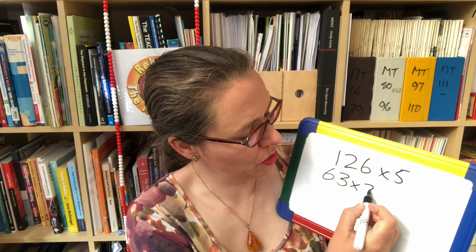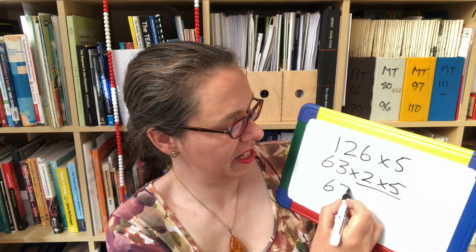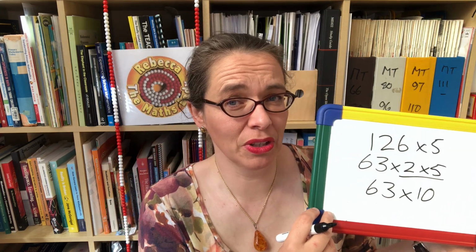126 is 63 times 2 times 5. And 2 times 5 is 10. So therefore, that is 63 times 10. So you can do that with formal notation. But how do you do it with array?